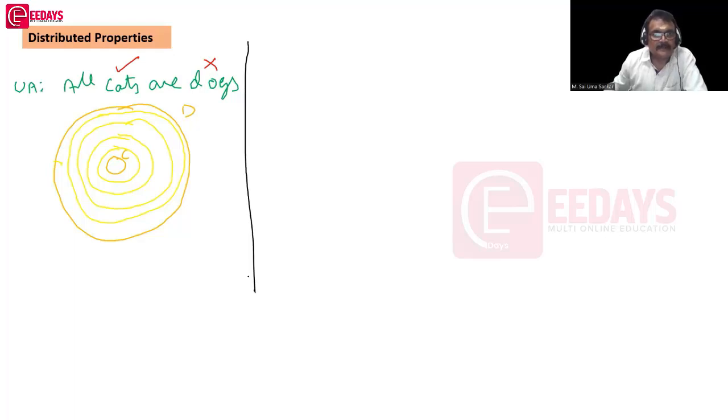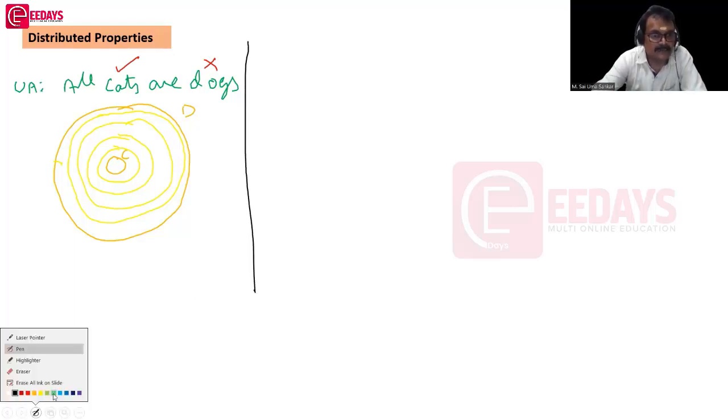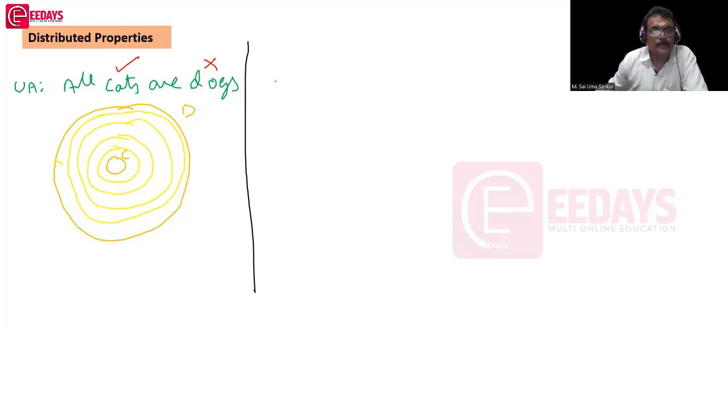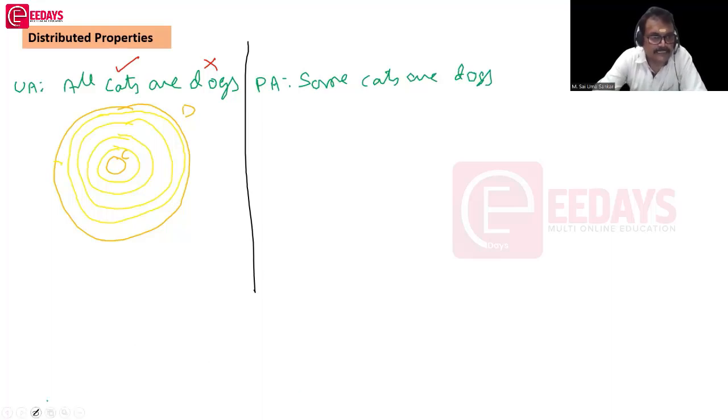What is the next statement? That is the particular affirmative. Some cats are dogs. Now we will check what the distributed property is. Here, what is the subject? Subject is cats, and what is the predicate? That is dogs. Okay.